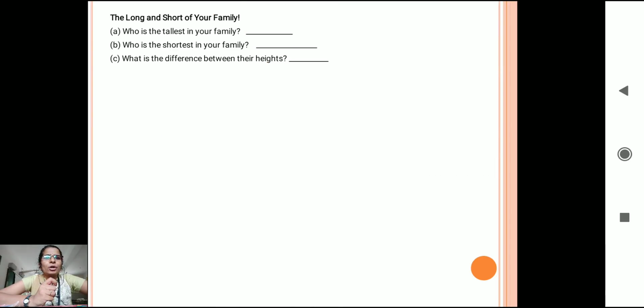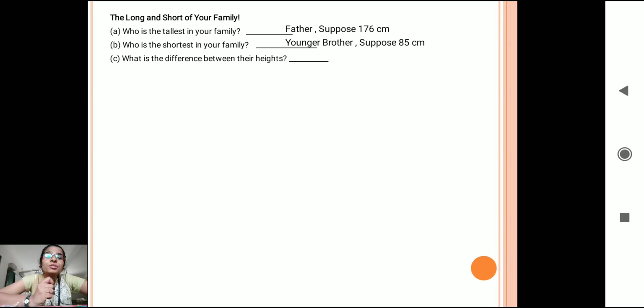Now going ahead, long and short of your family. You have to do this activity at your home: who is tallest in your family, who is shortest in your family, and what is the difference in their height. Now I'll give you an example. Suppose the father's height is 176 centimeter, because he is tallest in my family. And the shortest in my family is, suppose your younger brother or younger sister. Suppose his height is 85 centimeter.